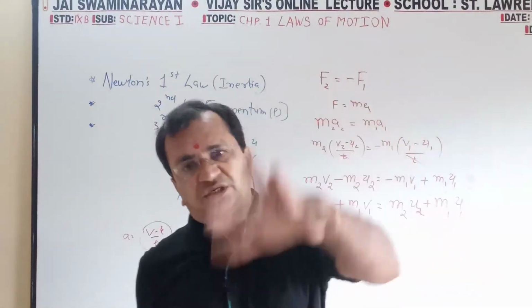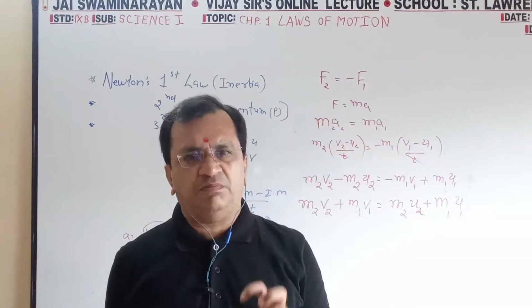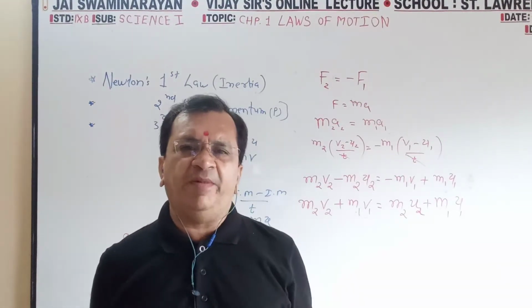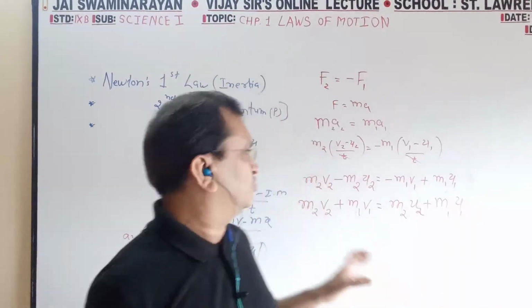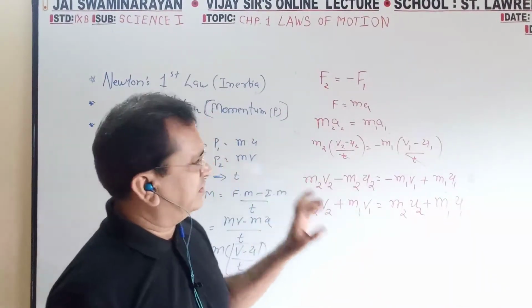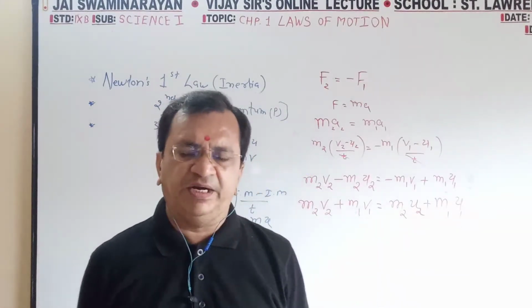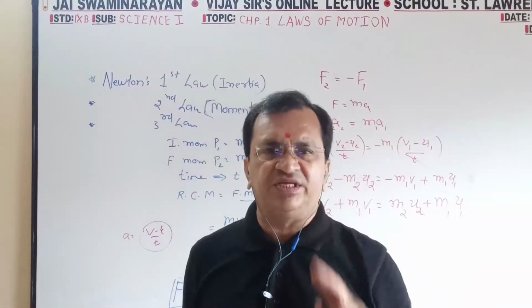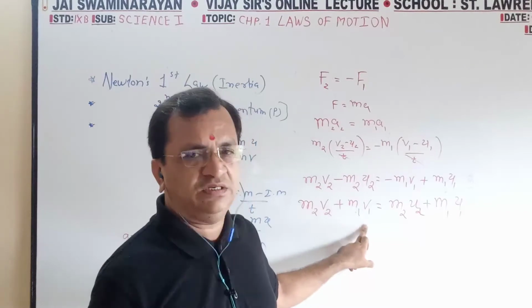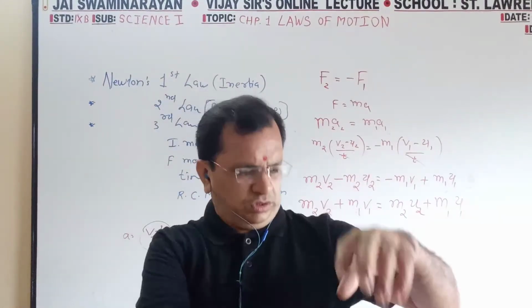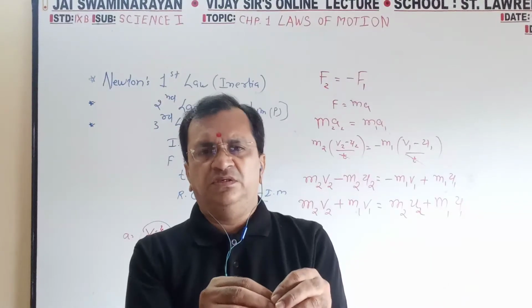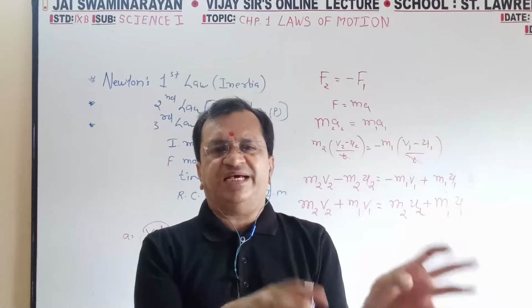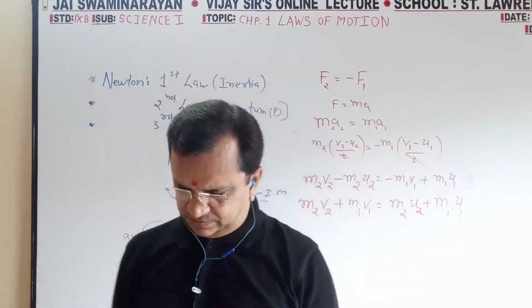So when no external force is exerted on a body, the total momentum remains constant. The final momentum is exactly equal to the initial momentum when no external force is applied. When two objects collide with each other, like two marbles or two stones, M1 and M2, the momentum before collision is exactly equal to the momentum after collision.